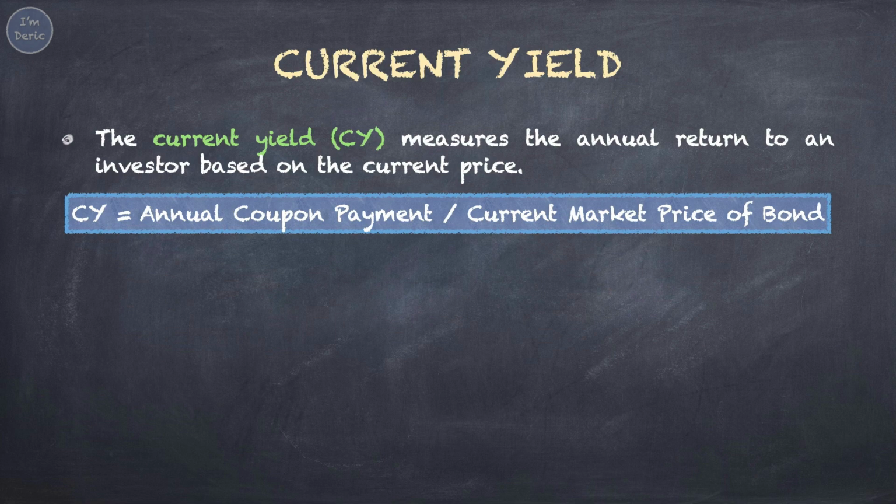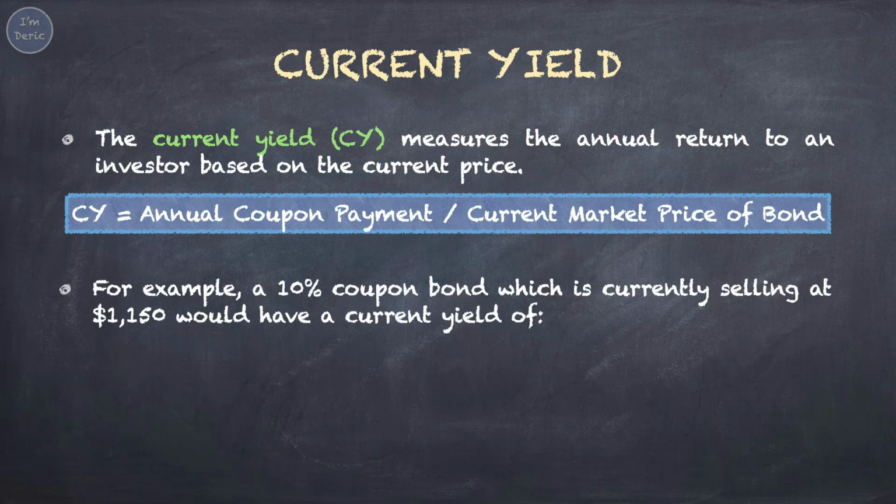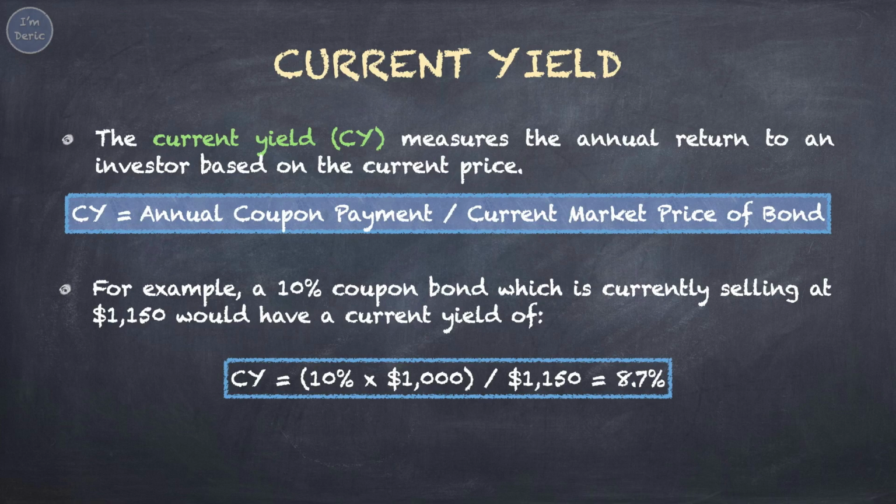As the market price of a bond will constantly change, the current yield of a bond is also different at varying periods of time. Take an example, a 10% coupon bond which is currently selling at $1,150. How much would be the current yield? By taking 10% times $1,000 par value over $1,150, you will get a current yield of 8.7%.